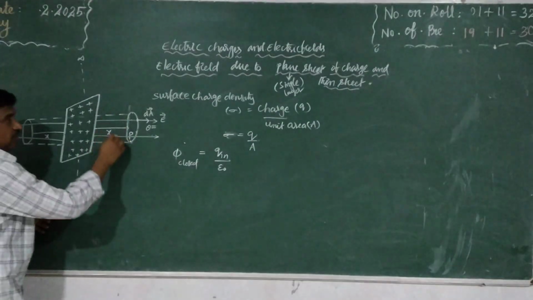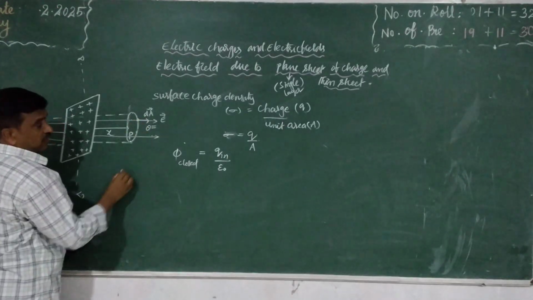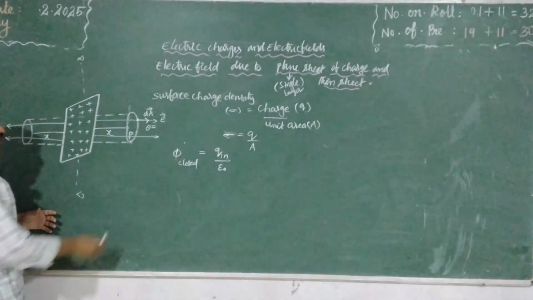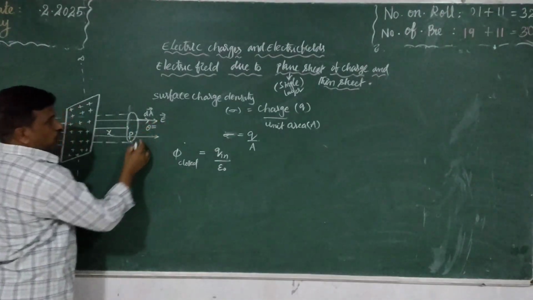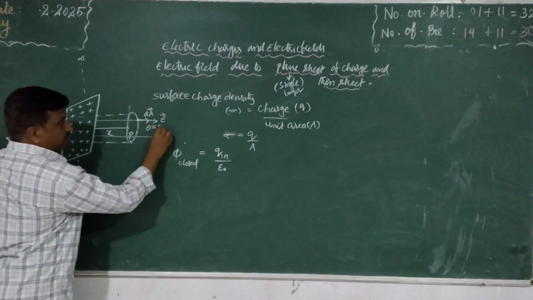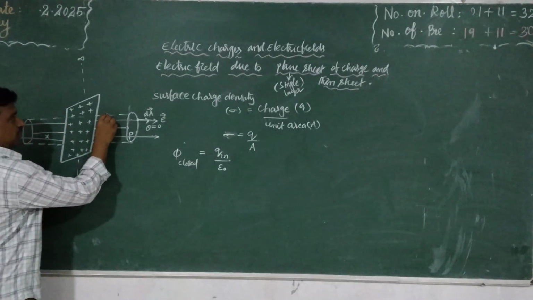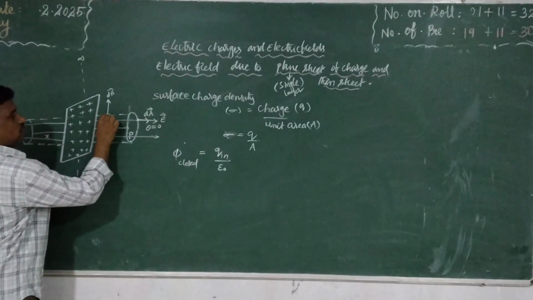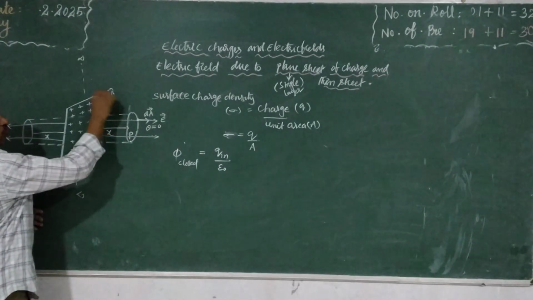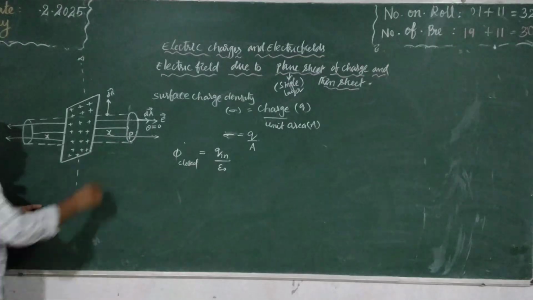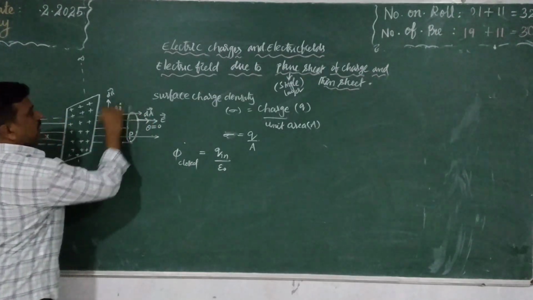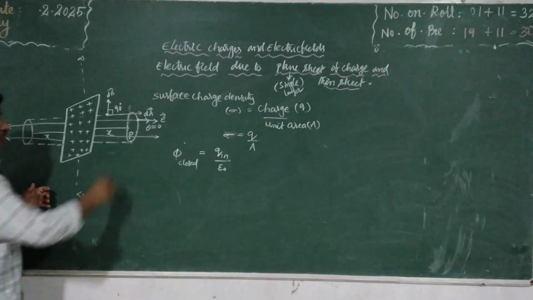For example, on this surface we can select a small area dA. This is the outward normal and the electric field is this one. Both are in the same direction, so what is the angle here? Theta is 0. For example, here we can take this area vector dA, a small area. This area vector is the outward normal, and this is the electric field. The angle here is 90 degrees. What is the angle here?